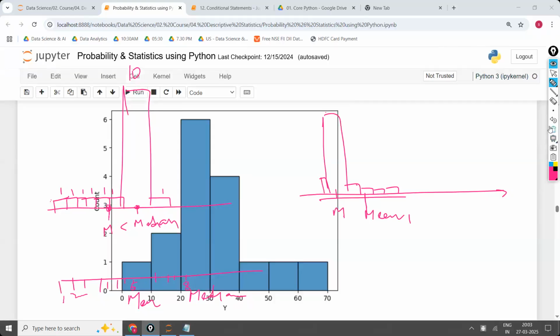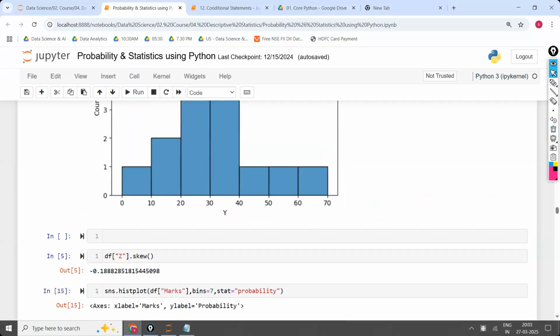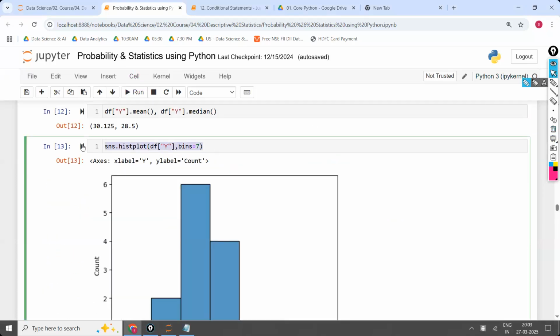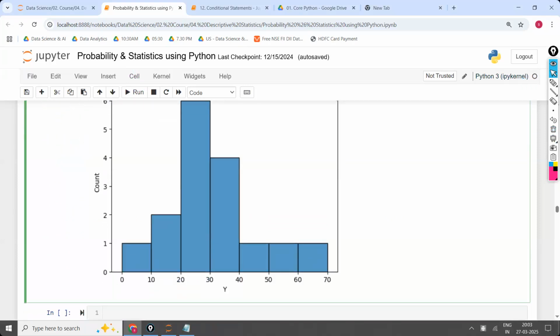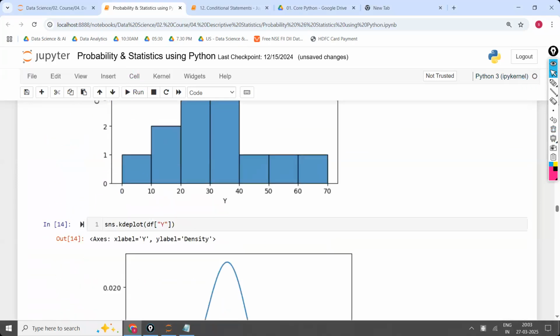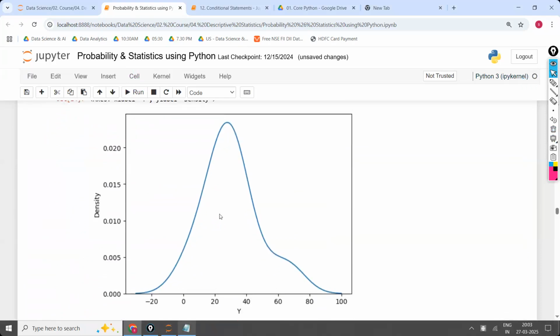Yes or no? Now, this is with respect to the Y column. For the Y column, I am going to apply the last one, which is the KD plot. So I am applying the sns dot kdeplot on the Y column. And when I observe the Y column KD plot, can you see the right side? Okay.